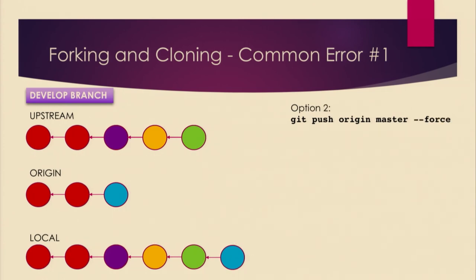Another option that you have is to force your history onto the origin. Force, as the name implies, tells Git, hey, I am the source of truth. Pay attention to me. Don't pay attention to what we have there. So we can easily push this thing up and just clobber it, and we're done. We've forcefully synced up our histories.